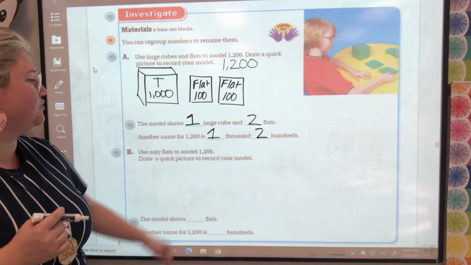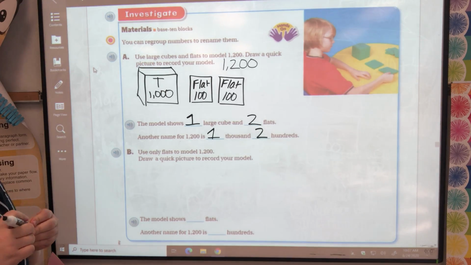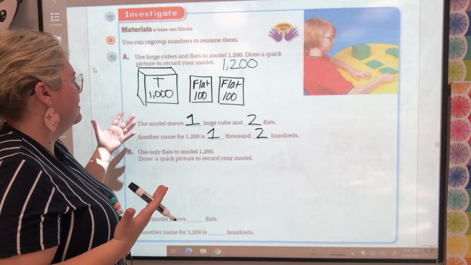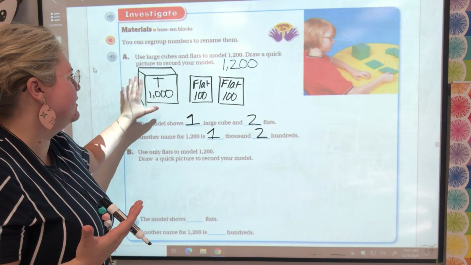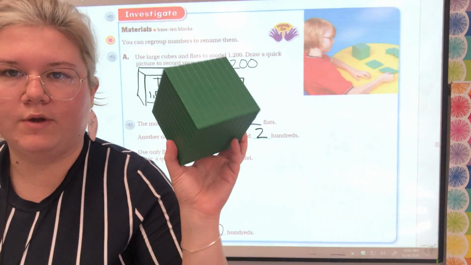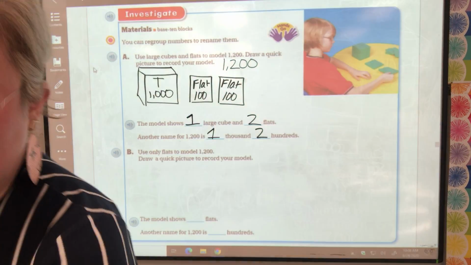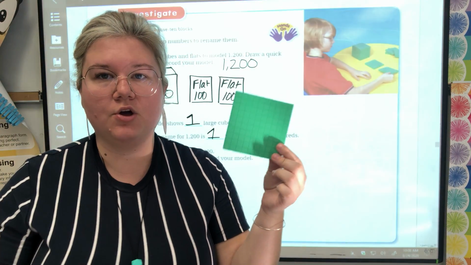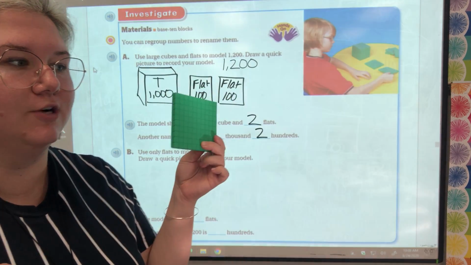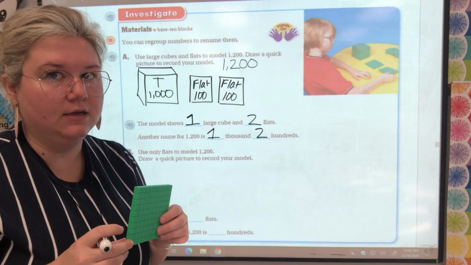Part B. Use only flats to model 1,200. Draw a quick picture to record your model. Okay, so at this point now we are renaming this 1,200, but we can't use our large cube. We used him in the first problem, he's gone, we can't use him. We can only use flats. What is a flat worth? 100. So I'm going to draw as many 100s as there are in 1,200. Okay, here I go.